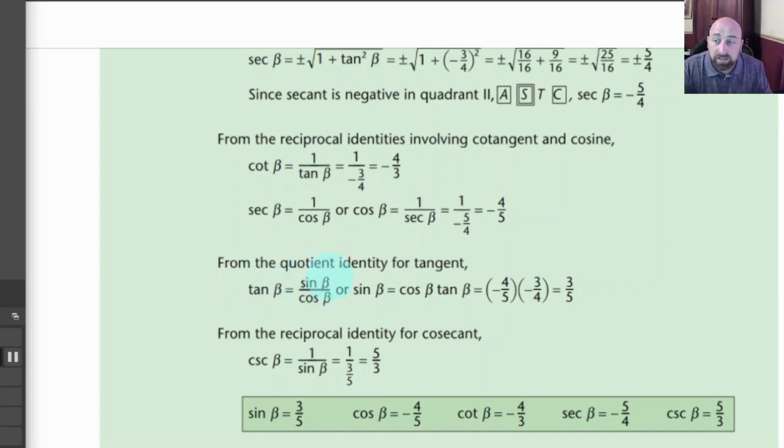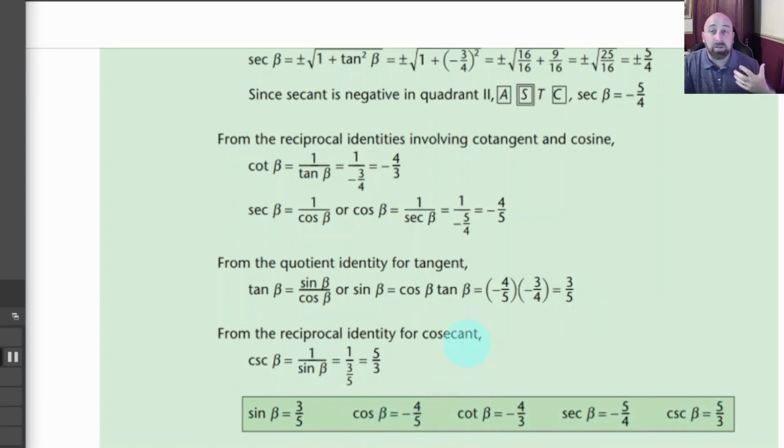Now we can find the sine. How do you do that? By multiplying both sides by cosine, and then you just multiply them together. Look right here, we multiplied together. We have 4 times 3, that gives you 12. 5 times 4 gives you 20. You reduce 12 over 20, and you get 3/5. Okay, so there they are. There's all the different ones that we found.